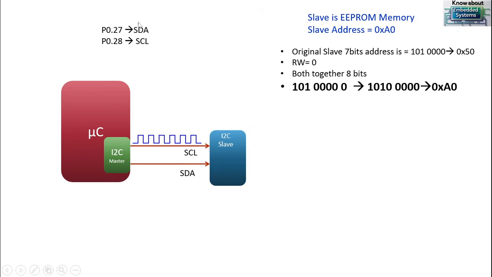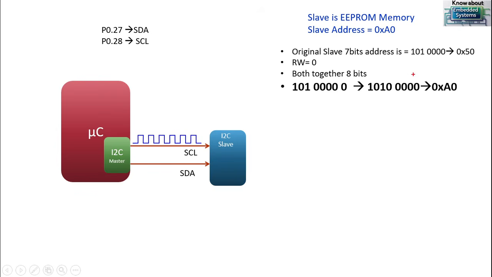And for the I2C port pins, here we have defined P0.27 as SDA and P0.28 as SCL. So these two port pins we are going to use in the programming. Okay, now coming back to the slave here.